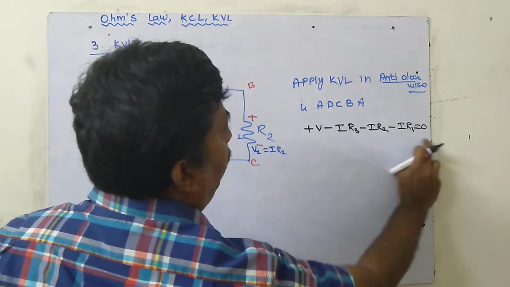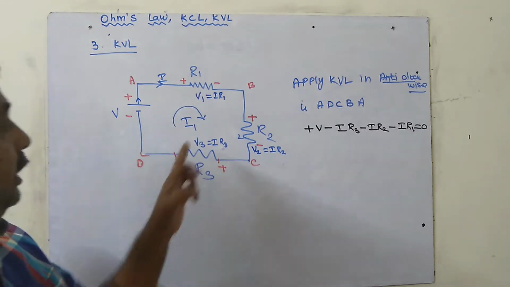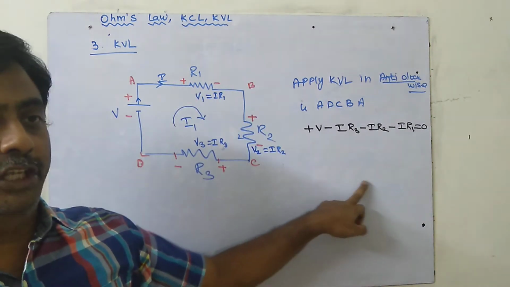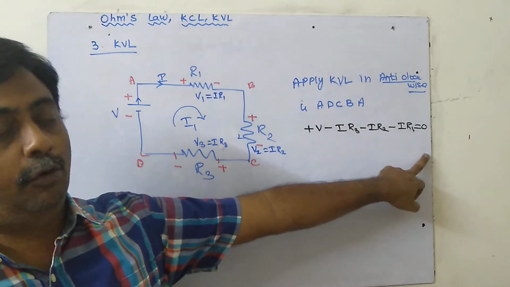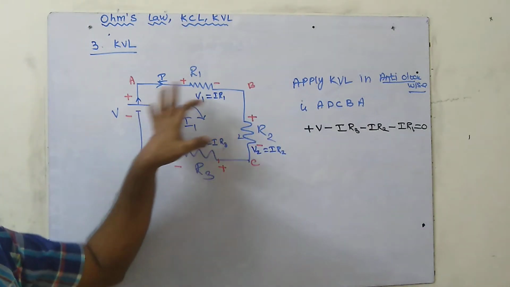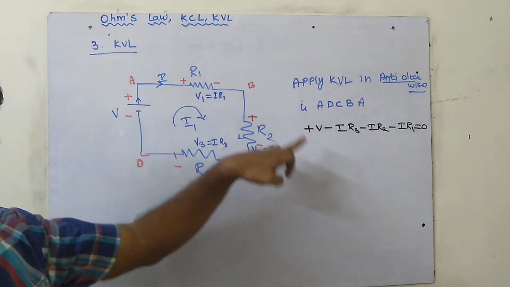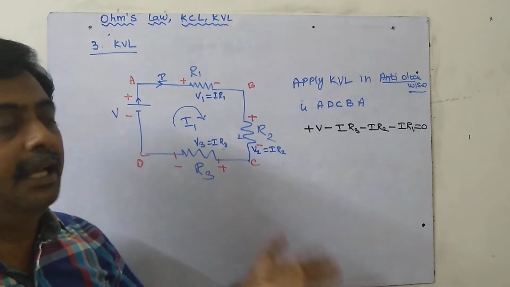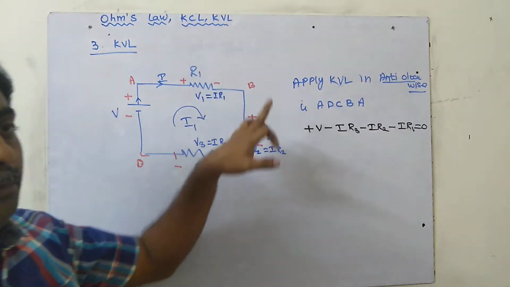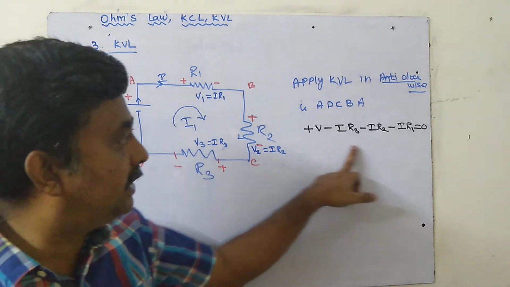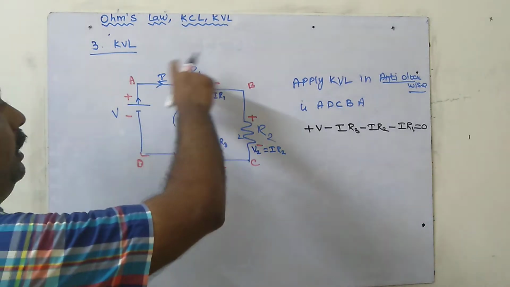The algebraic sum of all the potentials in a closed path will be equal to 0. This is Kirchhoff's voltage law. Otherwise, in a closed path, the sum of potential rise will be equal to the sum of potential drop. That also we can say, but the correct word is the algebraic sum of all the potentials in a closed path will be equal to 0. So this is the method we have to apply for KVL. Don't go in clockwise direction.